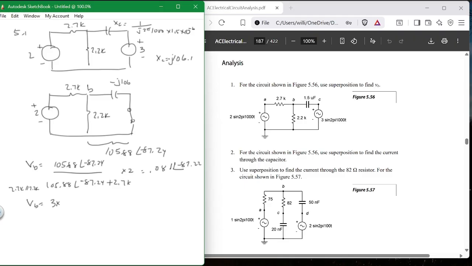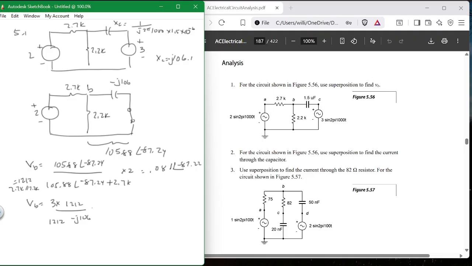Let me do it again. 1 divided by (1 divided by 2,700 plus 1 divided by 2,200), shift equals, 1212, right? So the combination of these two is equal to 1212 ohms. Straight ohms. There's no J involved with this one. So it's 3 times that, or 1212, over 1212 minus J106. Does everybody see that when I go this way, it's this resistance over this resistance plus that?